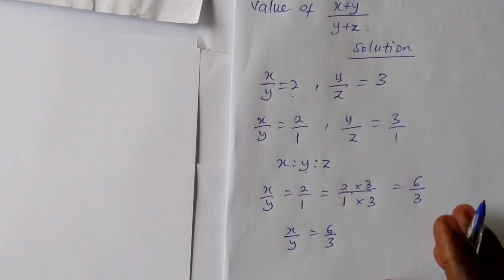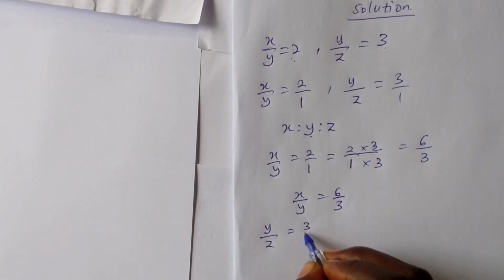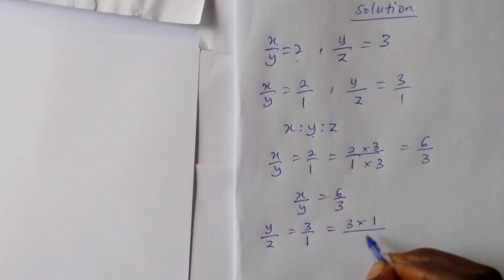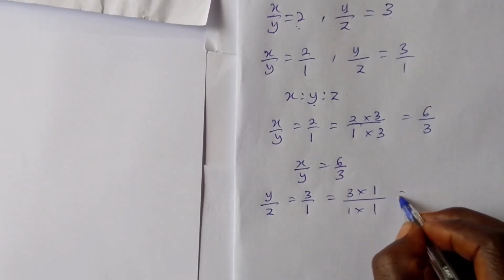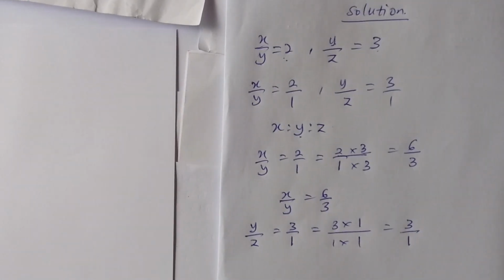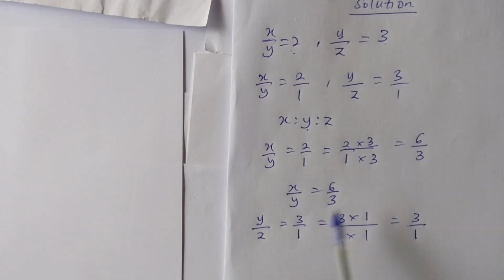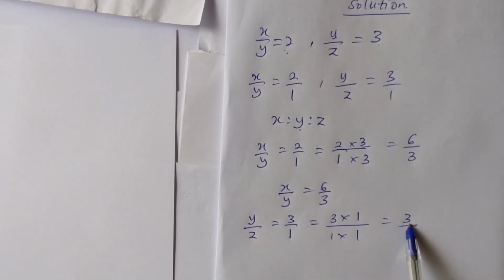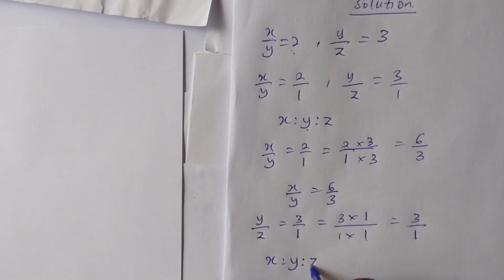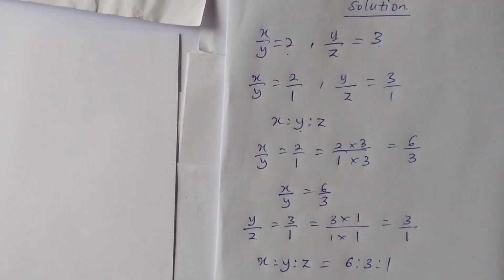In the second instance, y over z, which is equal to 3 over 1, is the same as 3 over 1 multiplied by 1 over 1. That is giving us 3 over 1. Now, as you can see from our solution here, we have y in the first instance to be 3, y in the second instance also to be 3. This can be written as x is to y is to z as 6 is to 3 is to 1.